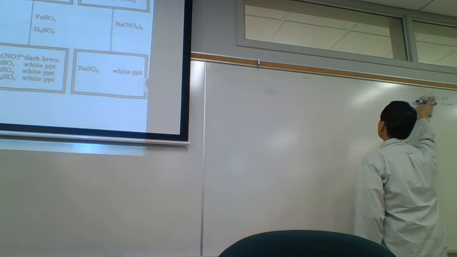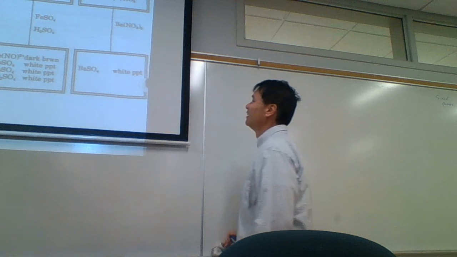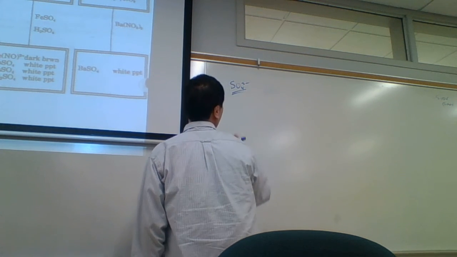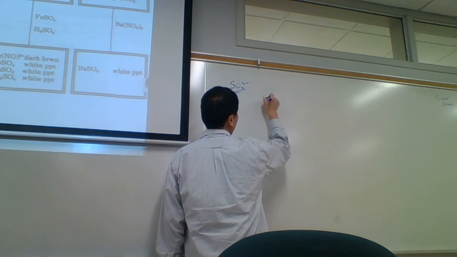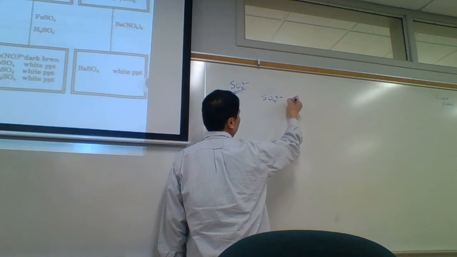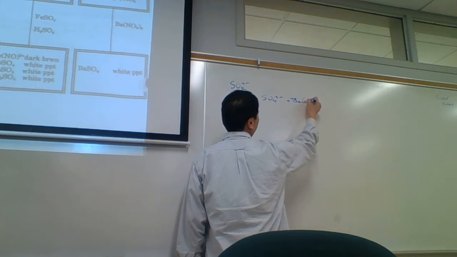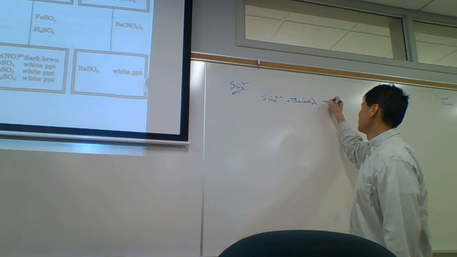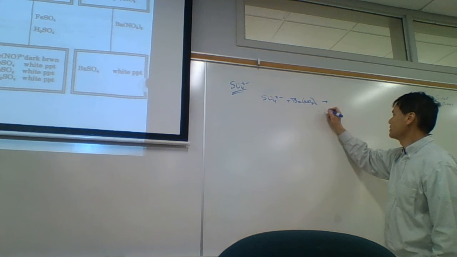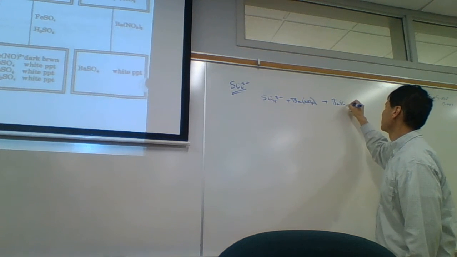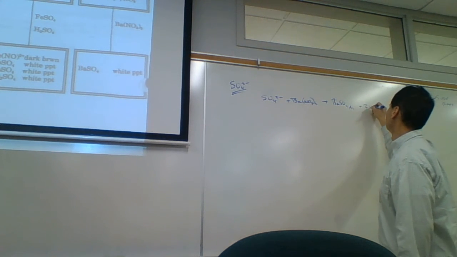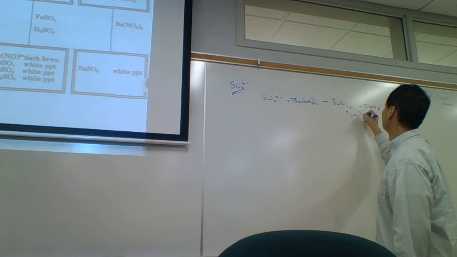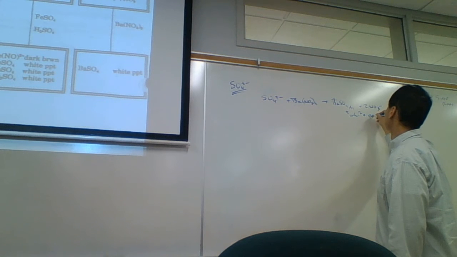And so what are the reactions that are happening with sulfate? All right, when we test for sulfate, we want to add barium nitrate. If we add barium nitrate to a solution that contains sulfate, barium likes sulfate, and so it precipitates. So we end up with a white precipitate here.